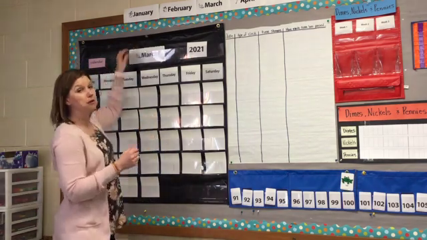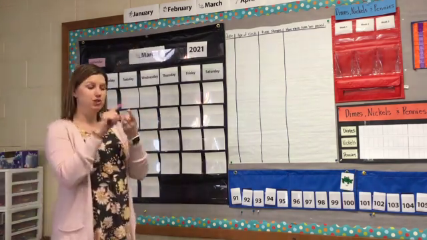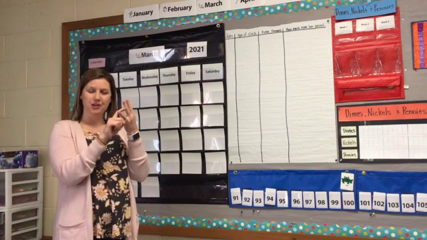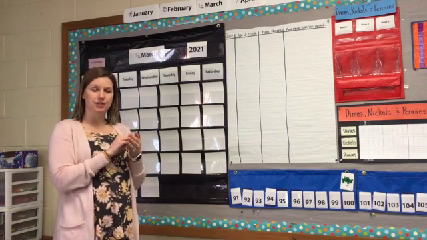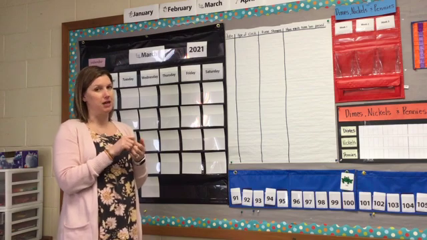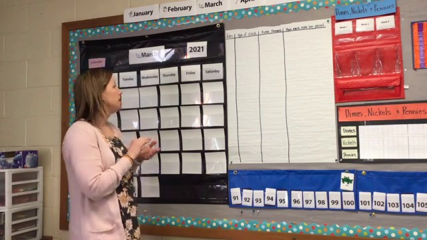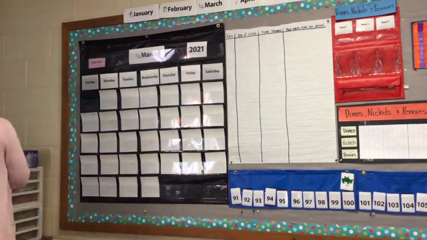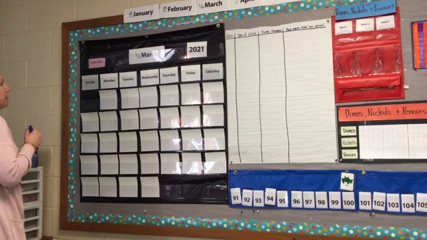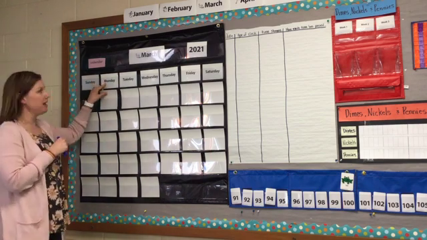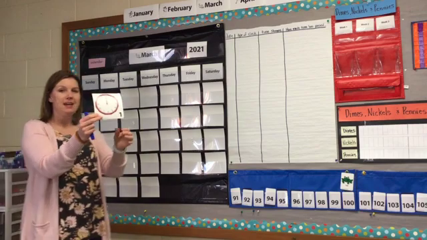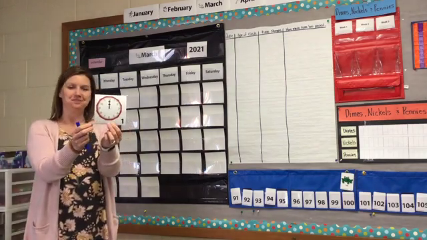March is the third month of the year, January, February, March. So when we write our digital date, we will start with a 3 because it's the third month. So let's take a look at our calendar. And today is Monday, March 1st. And look at our calendar card.